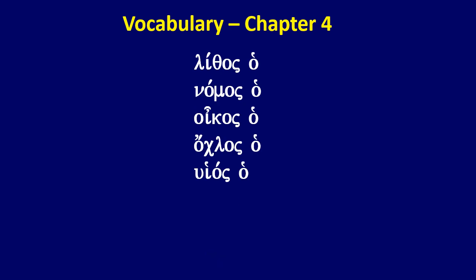Continuing with our chapter 4 vocabulary, at the top we have lithos, ha lithos, which is the word for stone. After that is nomos, ha nomos, the word for law, and this is very common, especially throughout Paul's writings as he contrasts law and grace.